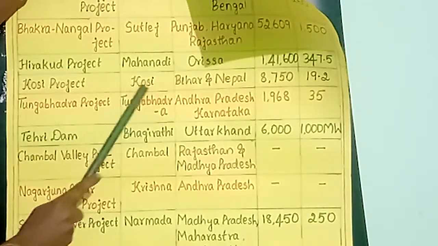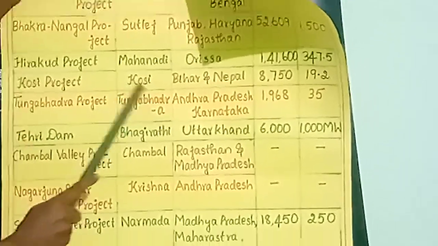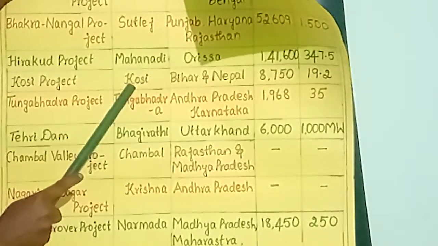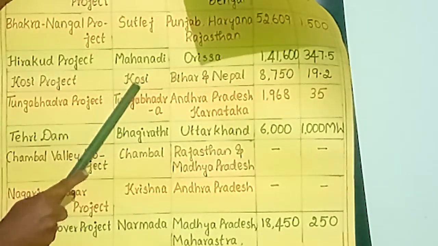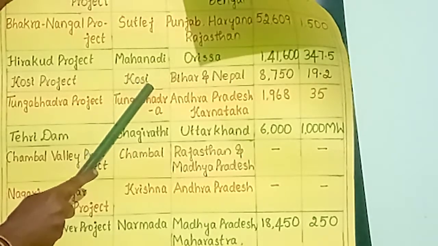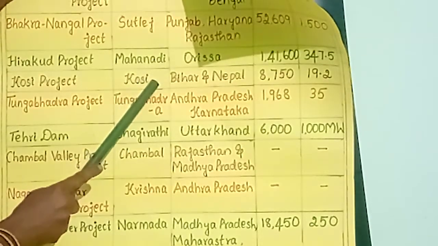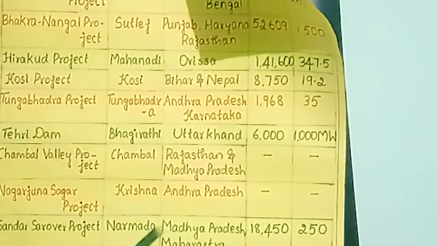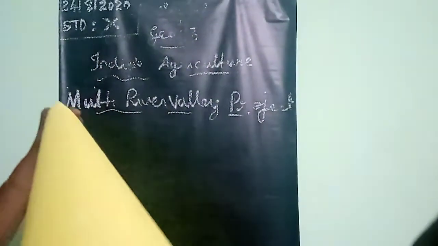Kosi river. It is also called the Sorrow of Bihar, because this river often brings floods. So this river is called the Sorrow of Bihar. Now listen students, these are the important multi-purpose river valley projects in India.